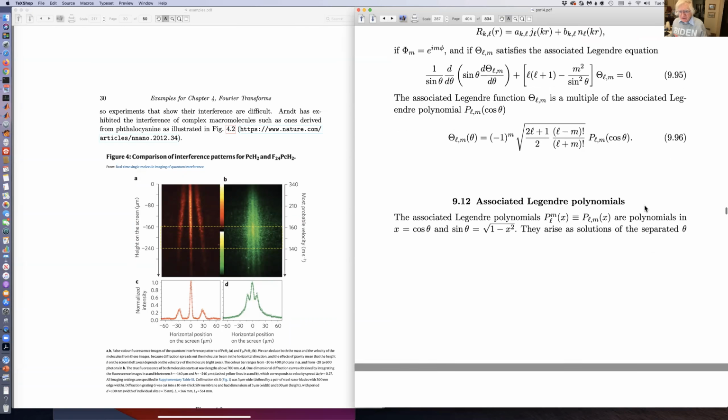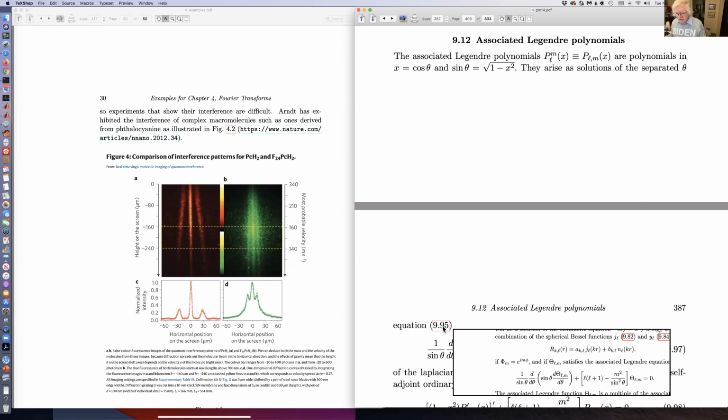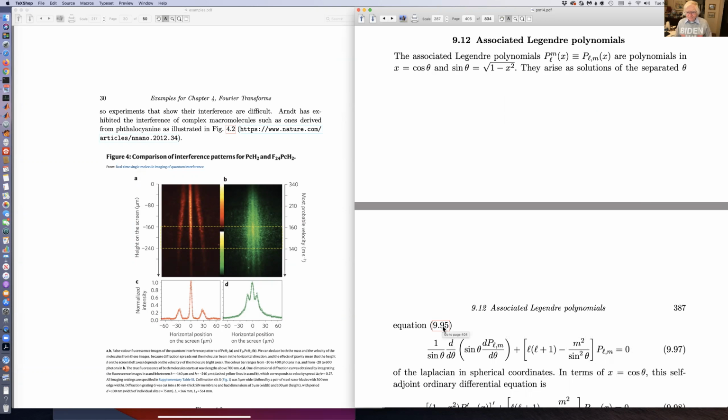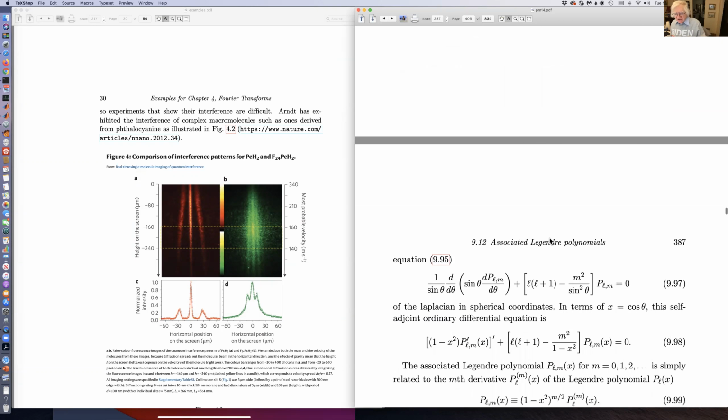Okay, so let me go on to the associated Legendre polynomials. These are polynomials in x, which is cosine theta, and in sine theta, which is the square root of 1 minus x squared. And they arise as solutions of the separated theta equation. So they're this equation. It's basically the theta equation of the Laplacian in spherical coordinates.